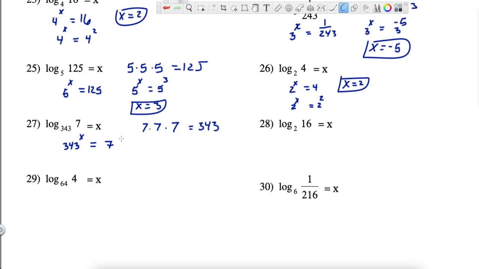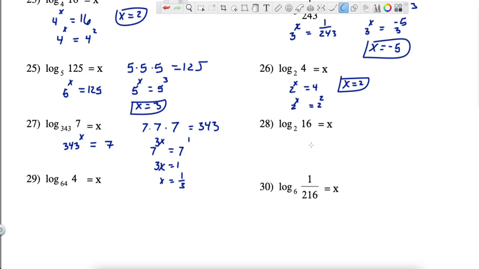But our base is 343, and we're going to 7, so x has got to be some sort of root. It's a cube root. There's a couple ways we could write this. We could say 7 to the third is 343, and so I still have my 7 to the first. Then I get 3x equals 1, and then x is a third.